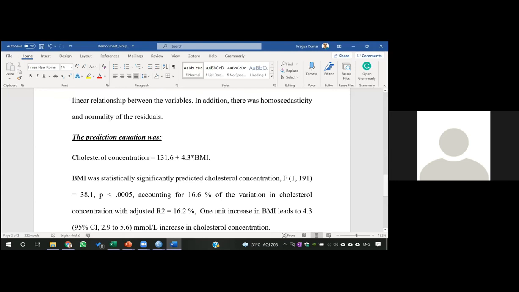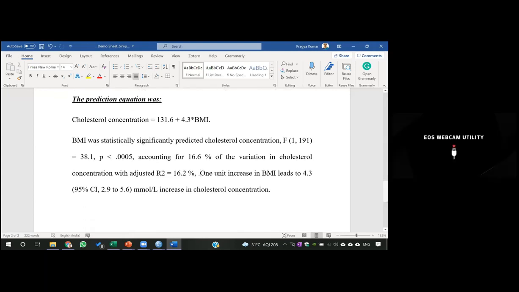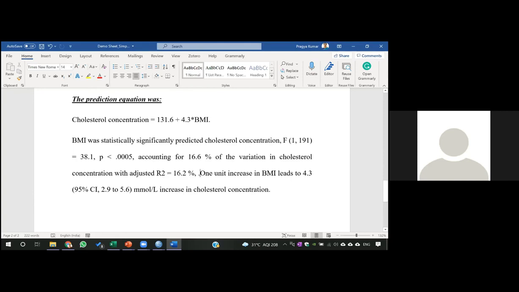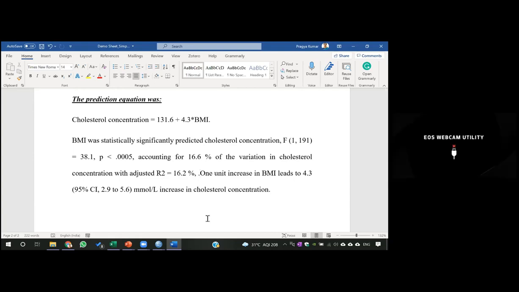Okay, we cannot interpret it. You should not. I mean, you can, but you should not. Ma'am, so the p value is not significant, so I cannot use that equation. So that equation is no longer valid. It's not a significant predictor. You can write that the equation was this, but it was not significant. So then everything stops here.